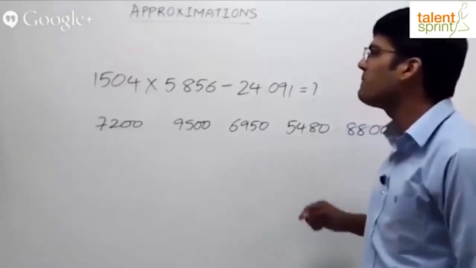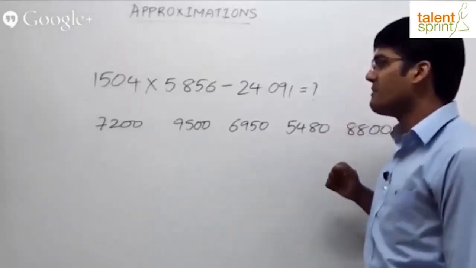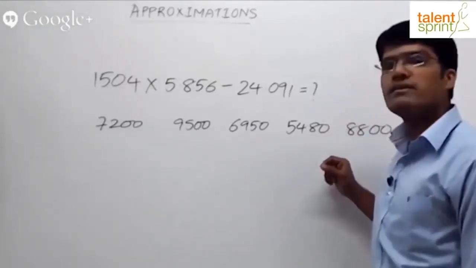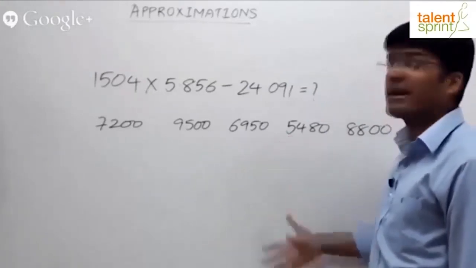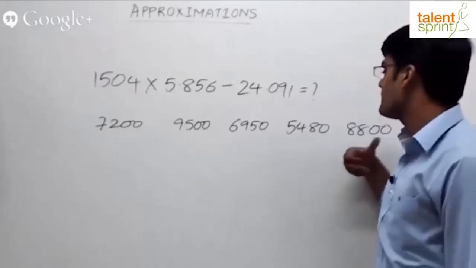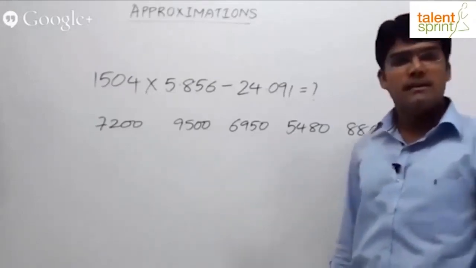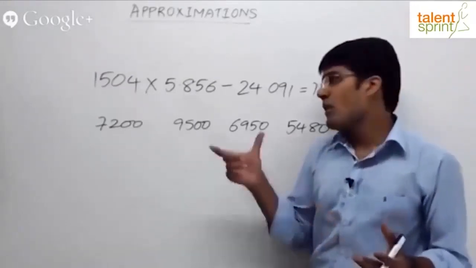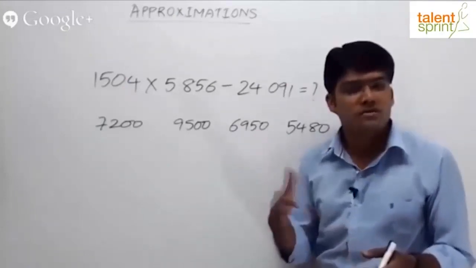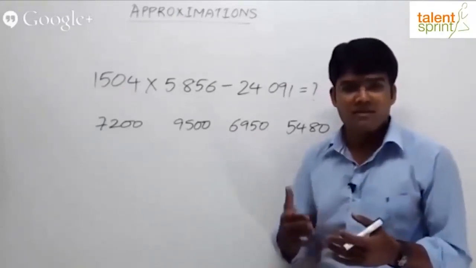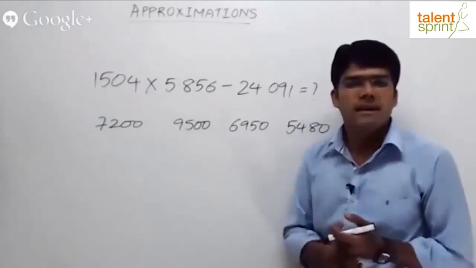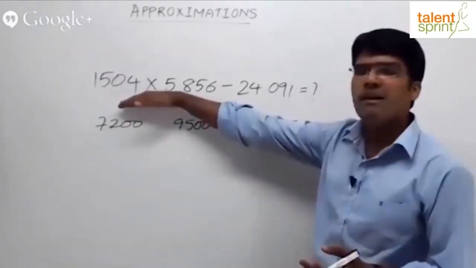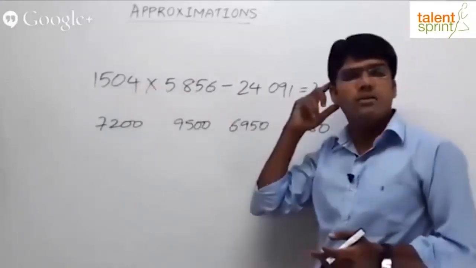1504 into 5.856 minus 24.091 is equal to what? Options are 7,200, 9,500, 6,950, 5,480, and 8,800. Now, you know that while doing any kind of simplification, you have to stick to the BODMAS principle, right? First divisions, then multiplications, additions, and subtractions when it comes to the basic arithmetic calculation. So here we'll always have to go for multiplication first and then subtract this value to get the required answer.